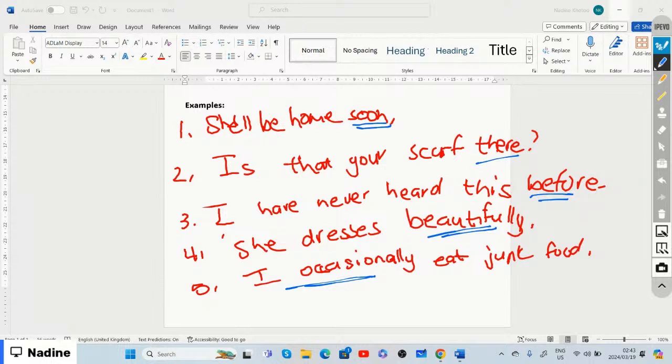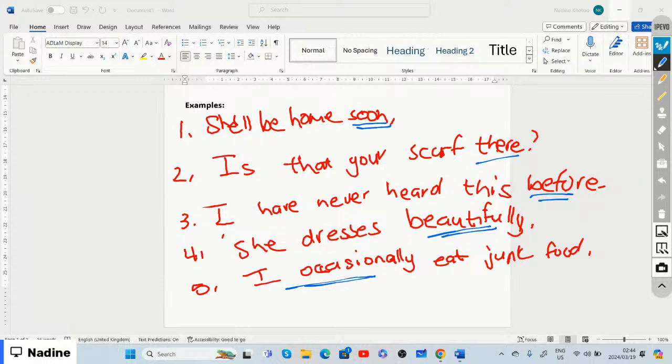And then, is that your scarf there? Right? So basically, the word soon, if we look at the word soon, then that is basically an adverb of time. There, right? That is an adverb of place. It tells us where. I've never heard this before. That is also an adverb of time.